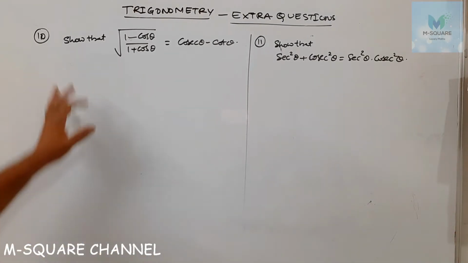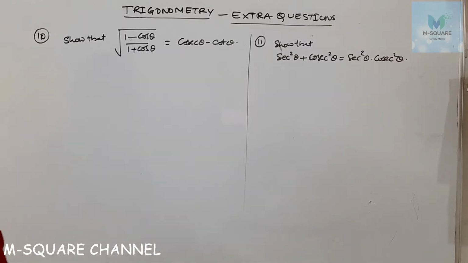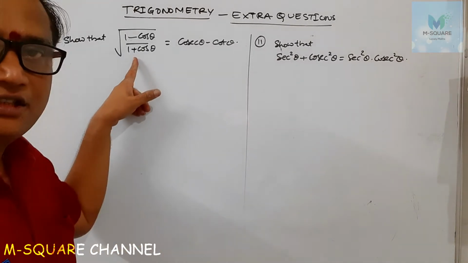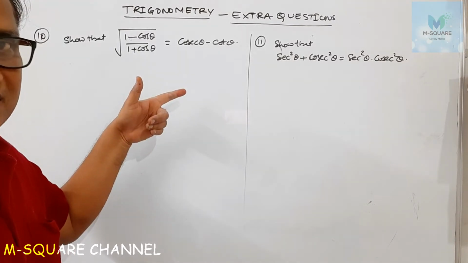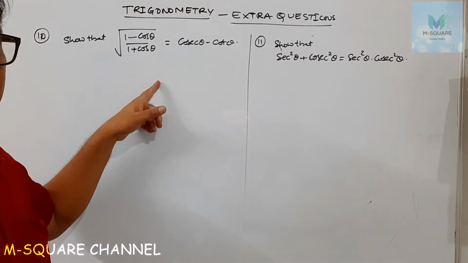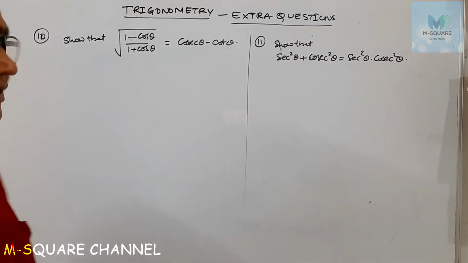This is purely the a cube plus b cube formula. In the next question, show that root of (1 minus cos theta by 1 plus cos theta) equals cosecant theta minus cot theta. Here 1 plus cos theta is there, so take the conjugate, 1 minus cos theta, and multiply and divide with these two fractions. Then we get this answer. Please see.